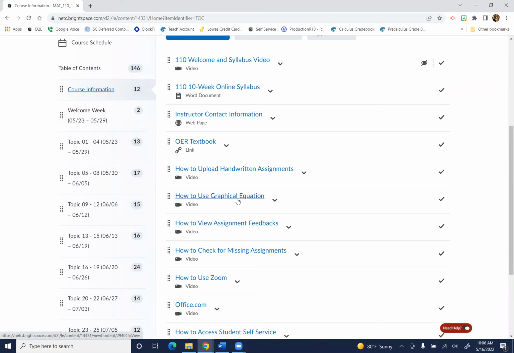All right, how to use the graphical equation editor. In this class, we will enter a lot of mathematical symbols, so please use this video. This video shows you how to use the graphical equation editor, and I show you where it is on the homework. At the end of this video, I will go over your very first assignment, which is the homework syllabus, and I will show you how to use the graphical equation editor as well.